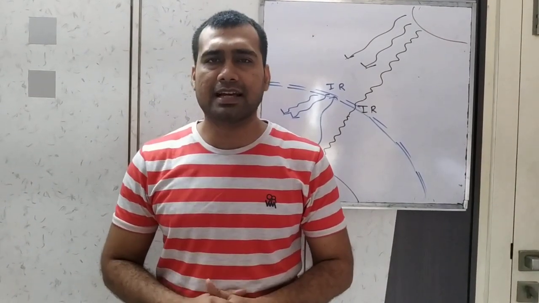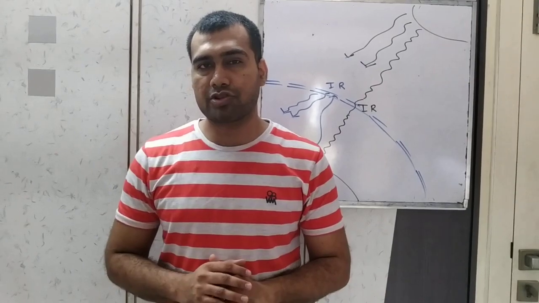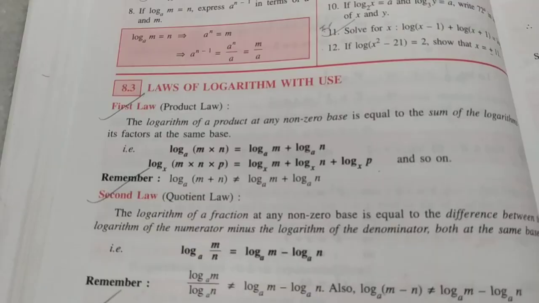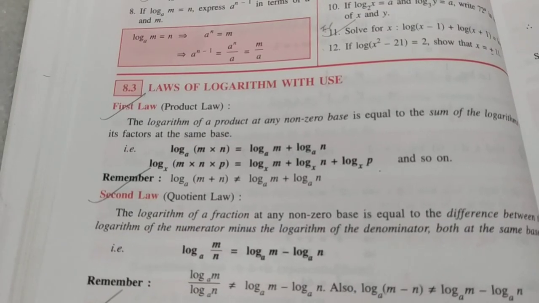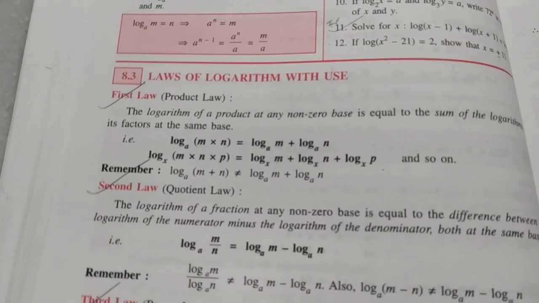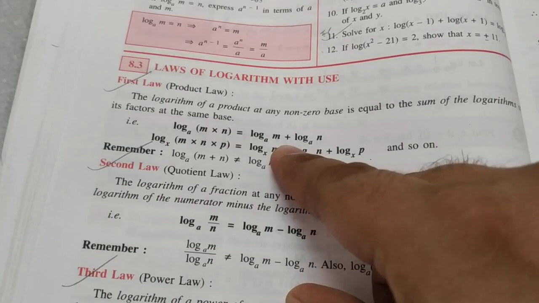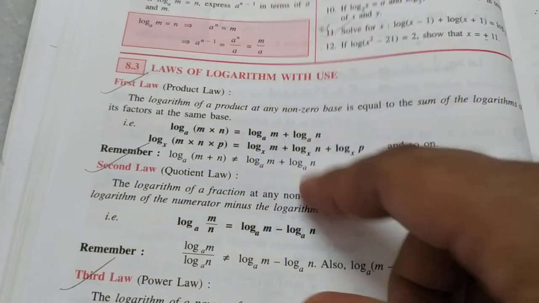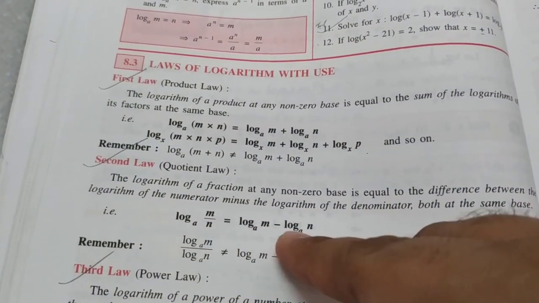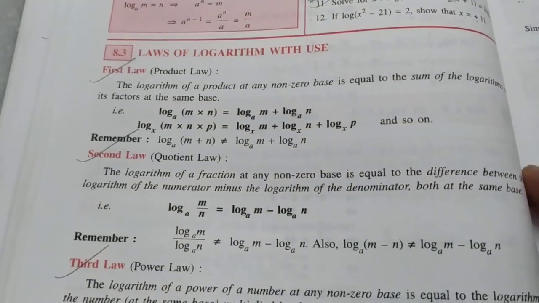Let's study 9th standard ICSE Math chapter 8b. Now for exercise 8b, we just have to remember three laws. Multiplication becomes addition when you separate the logs. Division becomes subtraction with separate logs.